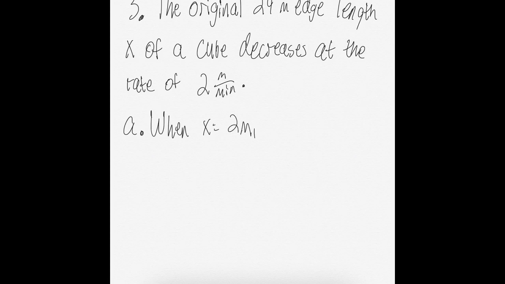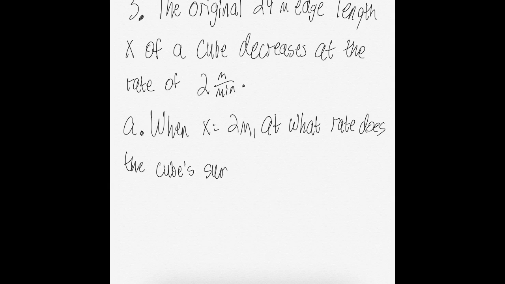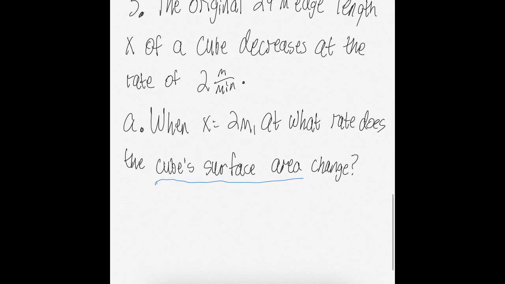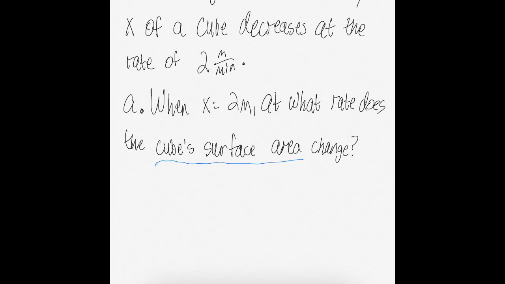So then there are two parts of this problem. Again, we're just going to do the first part, and part A asks, when x equals 2 meters, at what rate does the cube's surface area change? Okay, when x equals 2 meters, at what rate does the cube's surface area change? Well, the first piece of information we're going to want is a formula for the cube's surface area. I think if we don't have that, we're going to be in trouble for the rest of the way. So let's go ahead and figure that out.